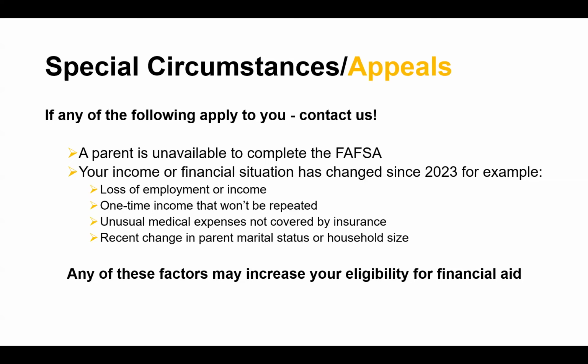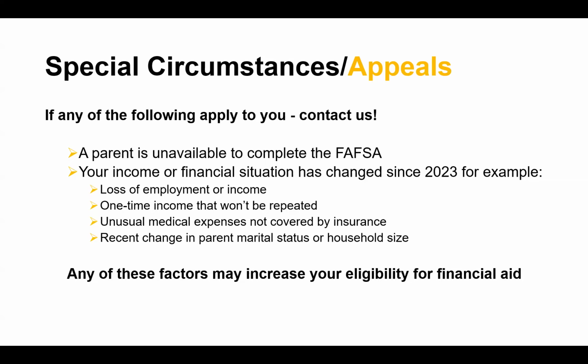So again, it's prior income. A lot can happen in 2 years. If someone in the family experienced a loss of employment or income, if a family received one-time income that won't be repeated.